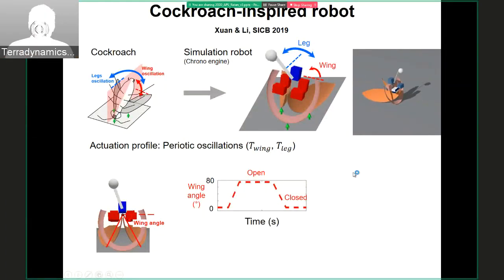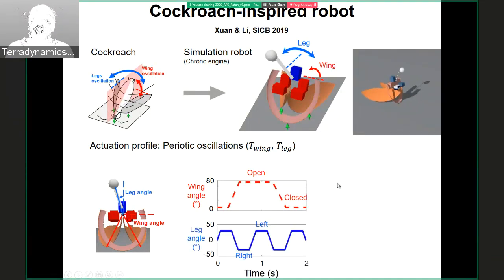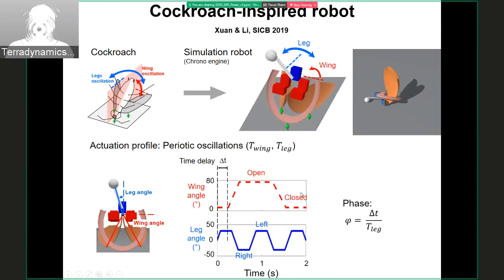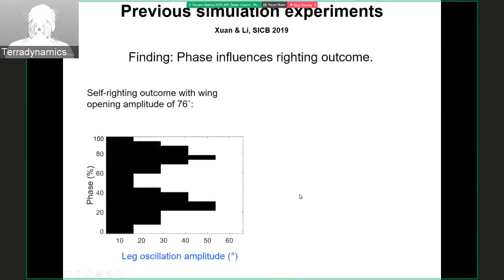Just like the cockroach, the robot keeps opening and closing its wings, and the leg keeps flailing from one side to another. There is a time delay between the two oscillations, and we use a phase to represent it, which is equal to the time delay divided by the leg oscillation period.